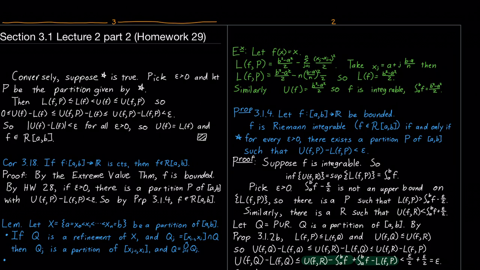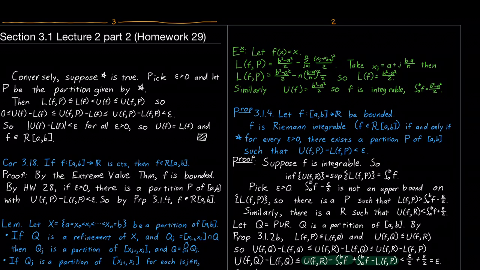Conversely, if Qj is a partition of this interval, and if we let Q be the union of the Qj's, then Q is a refinement of X. And conversely, Qj is equal to the intersection of Q with this interval.